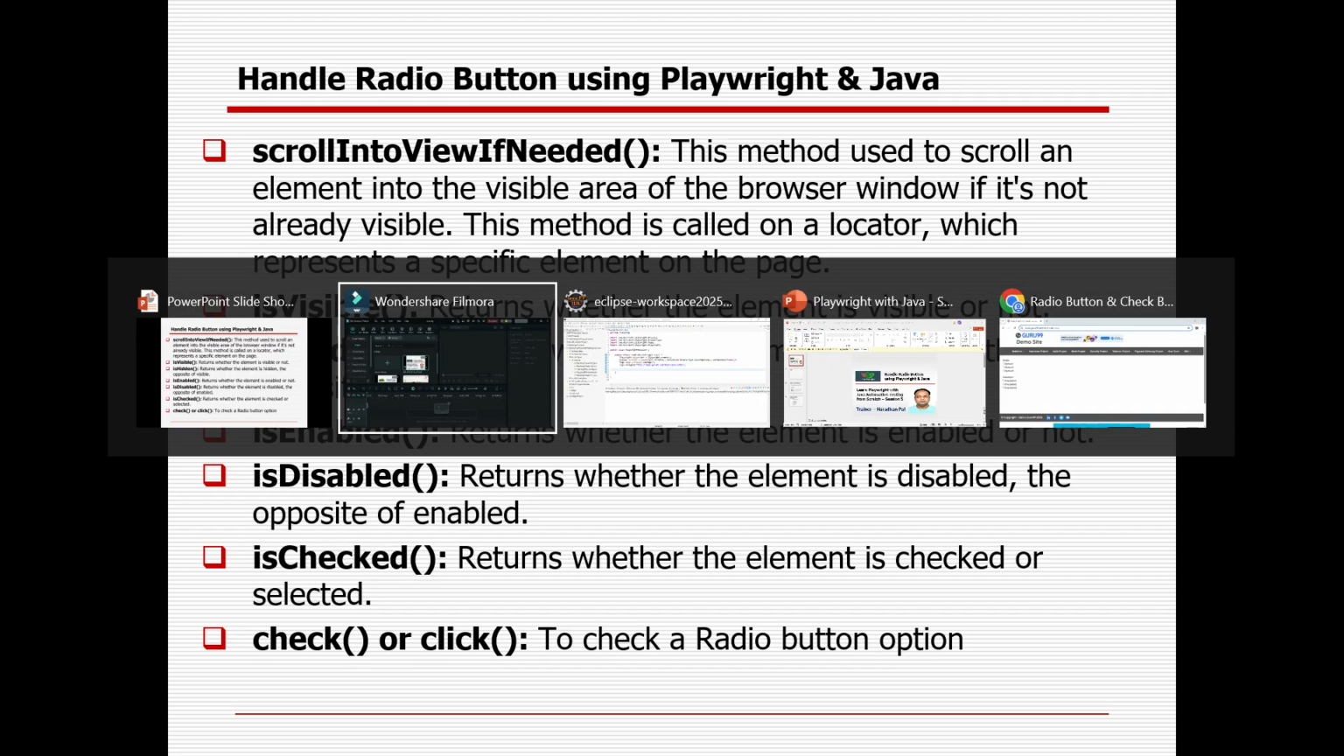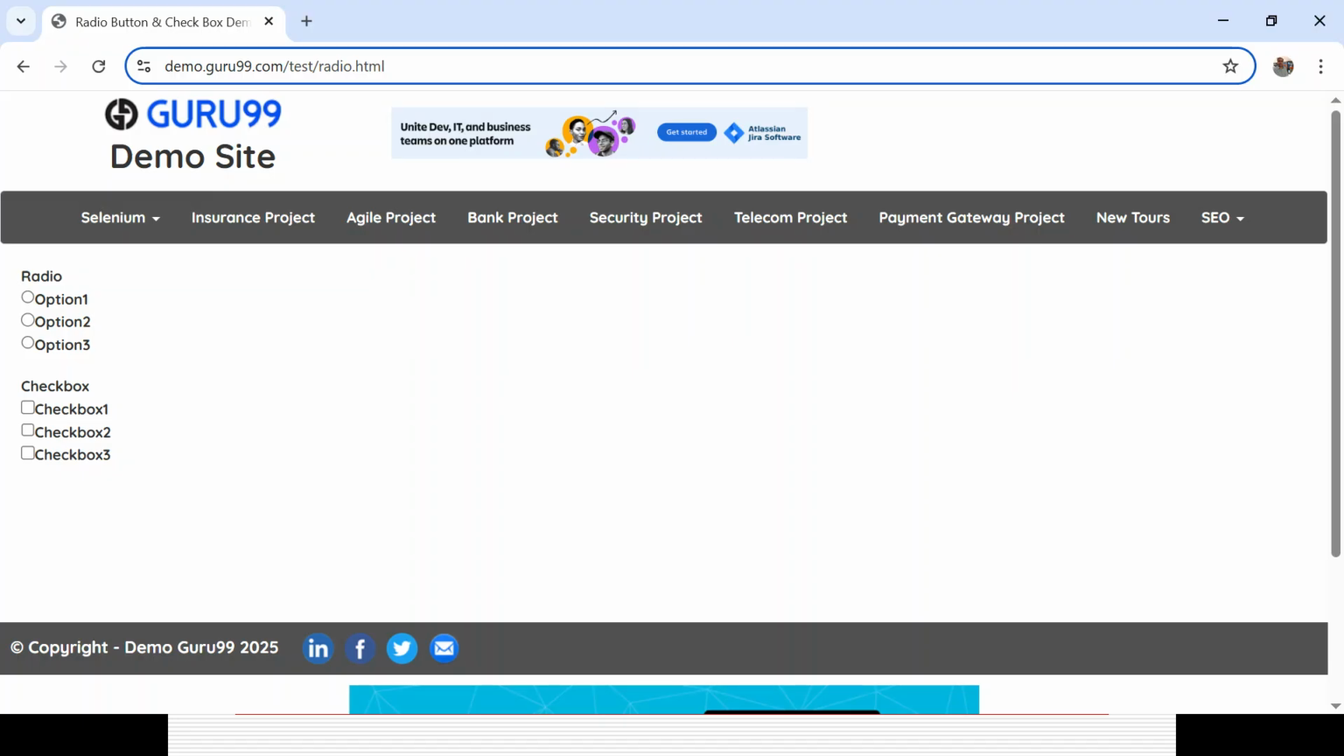So let's go with a simple example of a radio button. This is the official site of demo.guru99.com, and you can see the radio buttons. You can check one radio button, right? And if you select another radio button, the other one will be automatically deselected. So instead of multiple radio button options, you can select only one radio option at a time.